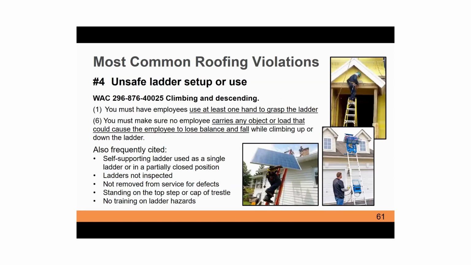Additionally, with number 4, more ladder violations, climbing and descending, you have employees use at least one hand to grasp the ladder while they're climbing and descending. And another big one is you make sure that no employee carries an object or load that could cause them to lose their balance and fall while climbing up or down the ladder. So the solar panel, that rule is a little subjective. Some people have better balance than others. That solar panel is big enough that I would say that could cause just about anybody to lose their balance while they're climbing up and down.